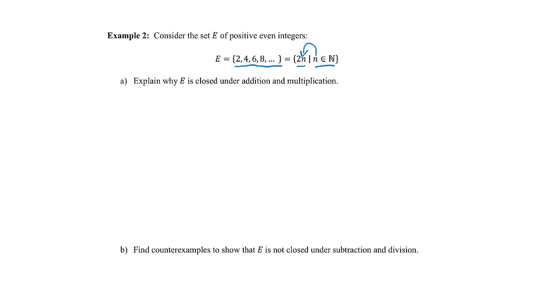Now, 10 is not listed in this part above, but it still is one of the numbers because it fits that pattern. So you get 14. Okay, we can see that we seem to be getting more positive even integers. 20 plus 22 would give us 42.